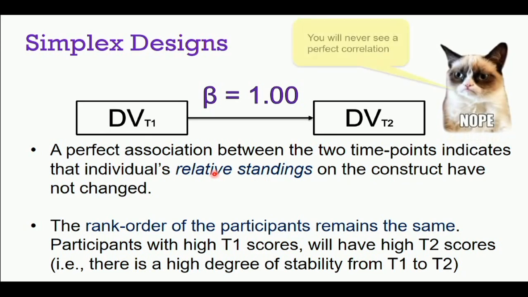And remember, you will never get a perfect correlation because there are things like measurement error and sampling error that can occur. Also, the longer the passage of time, the lower the autoregressive coefficient will be. So if you're measuring a particular outcome every week, it should be pretty consistent. But if you're measuring at an interval of every year or every 2 years, then you'll start to see lower autoregressive coefficients.